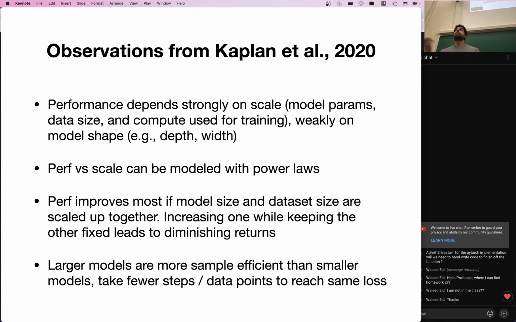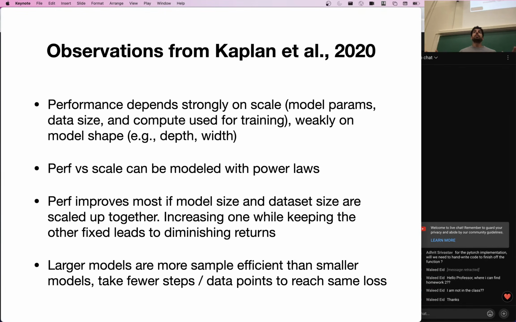Next is that the performance of the model as a function of scale can be modeled with power laws. So all of these papers that we will see today are trying to fit power laws between the test loss of the model, so imagine like the perplexity of the model, as a function of model size, data set size, and compute budget. So we want to find some power law relationship that allows us to extrapolate to compute budgets that we haven't observed any data points for yet.